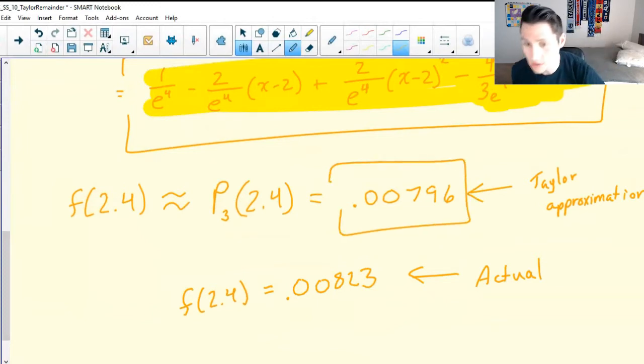Okay, so they're pretty close. You know, they're off by, what, 5/10,000ths, something like that. Right, not even. So pretty close to the actual value, which makes sense because we used a value that was close to where it was centered around with a third degree Taylor polynomial. Okay. Any questions on that?